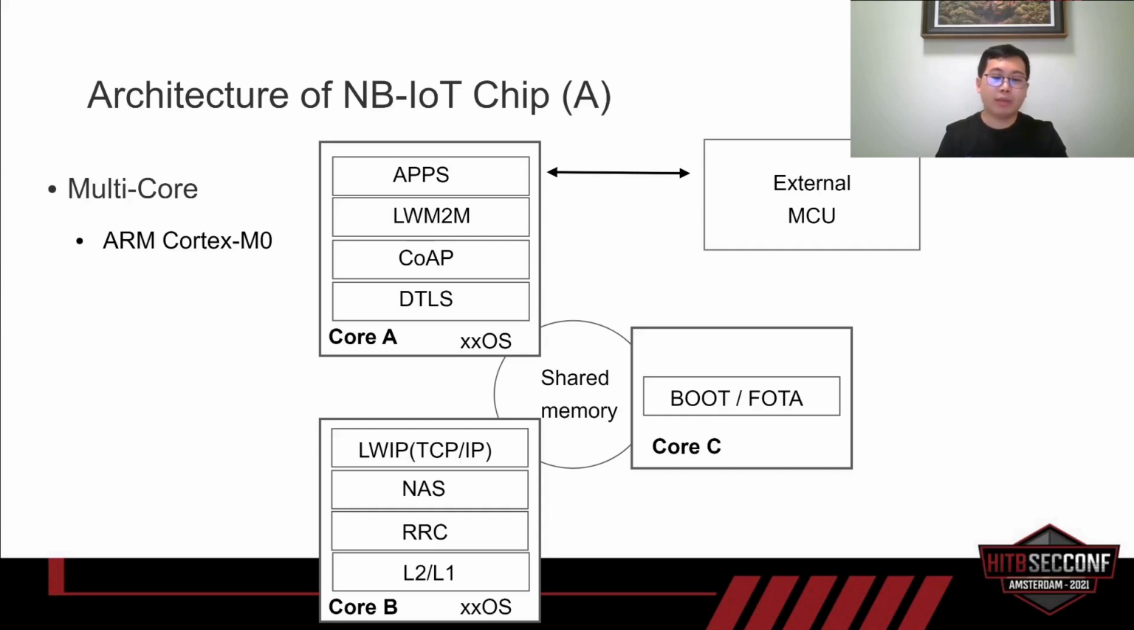Core B mainly deals with low-level protocols, including baseband, such as NAS, RRC, L2, L1, related to NB-IoT. It uses LWIP as the TCP/IP protocol stack to provide socket wrapper functions for Core A. Core C mainly provides some security capabilities, including the security checks needed by secure boot, FOTA, and so on. The manufacturer implements a set of RPC mechanisms which use shared memory to realize the interworking of data between cores.